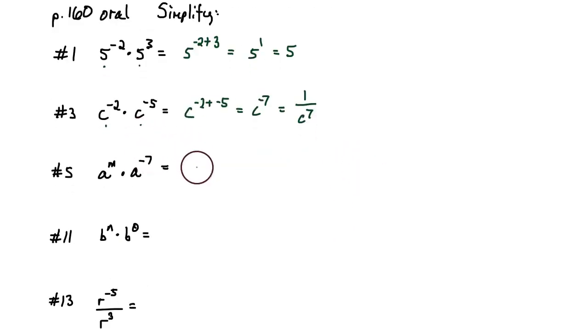Number 5, we have the same situation. So you write the base and add the exponents together. You get a to the m-7. Number 11, same situation. Write the base and add the exponents together. But n plus 0 is just an n.